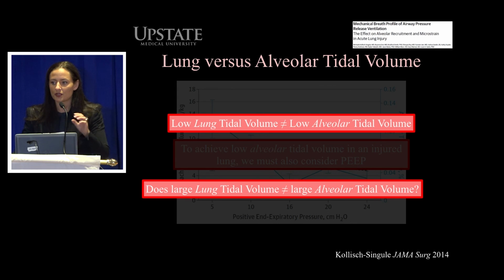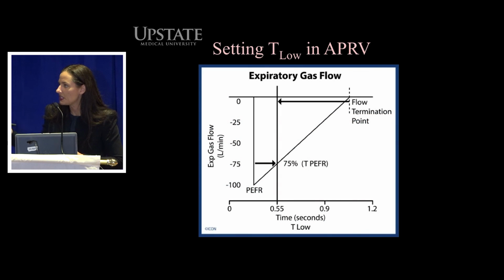To answer this question, we then brought in another group. We brought in an airway pressure release ventilation group. And in order to discuss the results of that study, the one thing that we have to talk about is the settings that we used for APRV. So this is the expiratory gas flow that we use to determine our T-low for setting our settings in APRV.